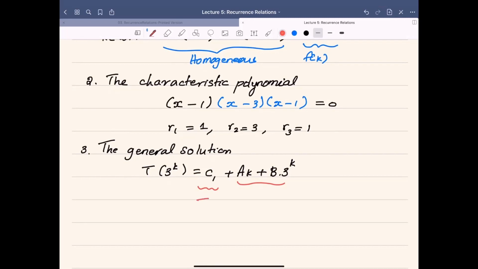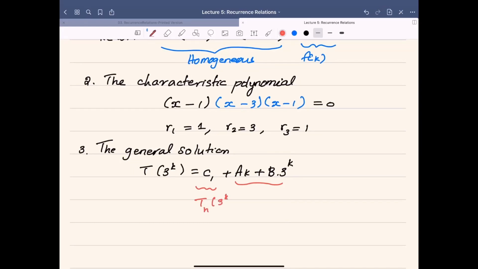So we will call this one T H 3 raised to power k, and we will call this one T P 3 raised to power k. Now when we say Tn and TH, TH stands for homogeneous and P stands for particular solution. Now finding the constants.